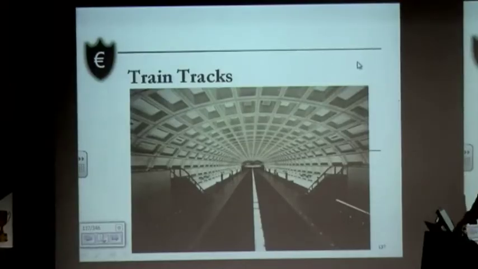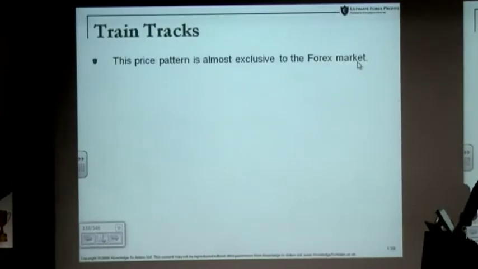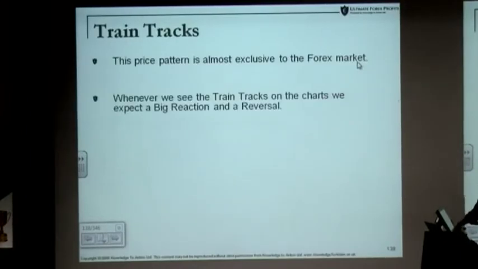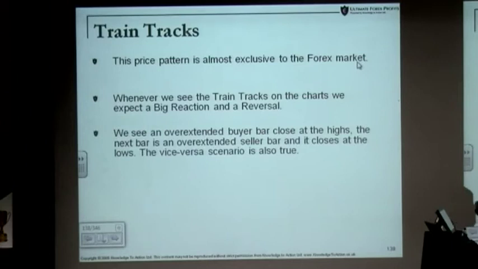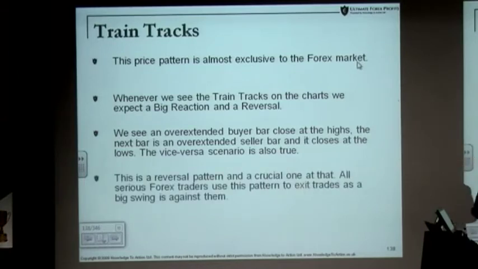Train tracks are a phenomenon in the futures and Forex market, most exclusively in the Forex market. It's essentially when we see the train tracks on the charts that we expect a big reaction and a reversal. We often see an overextended buyer bar at the highs, and then the next bar is an overextended seller bar as it closes at the lows. And obviously the vice versa of the scenario is also true. It's a reversal pattern and a crucial one because serious Forex traders use the pattern to exit trades as a big swing could be occurring against them.